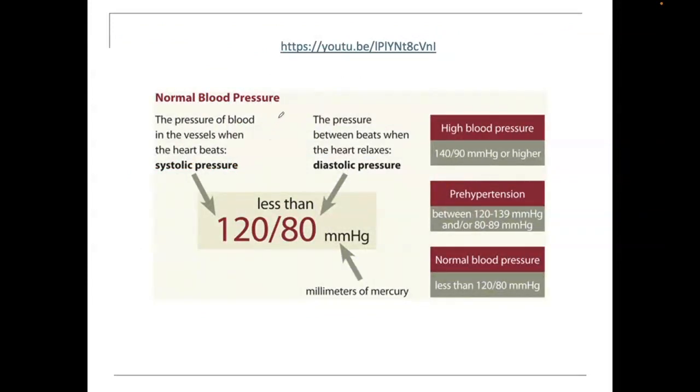Now, I do have a link here on how to do blood pressure. Blood pressure should be less than 120/80 millimeters of mercury. So what is the 120? That's the pressure of blood in the vessels when the heart is beating, during contraction, during depolarization. That's systolic pressure. The 80 is the pressure between the beats when the heart's relaxed, which is diastolic pressure, which is repolarization. So less than 120/80 is normal blood pressure.